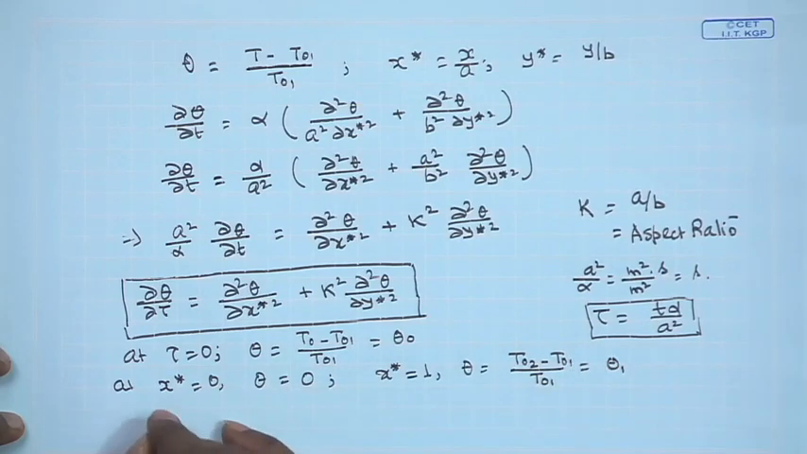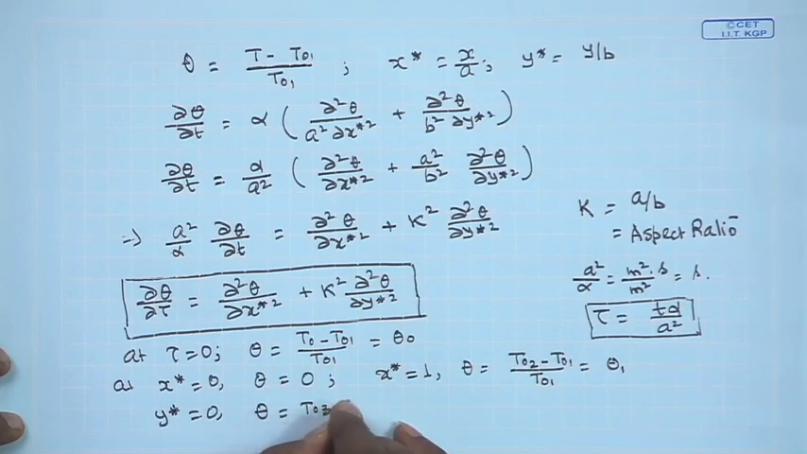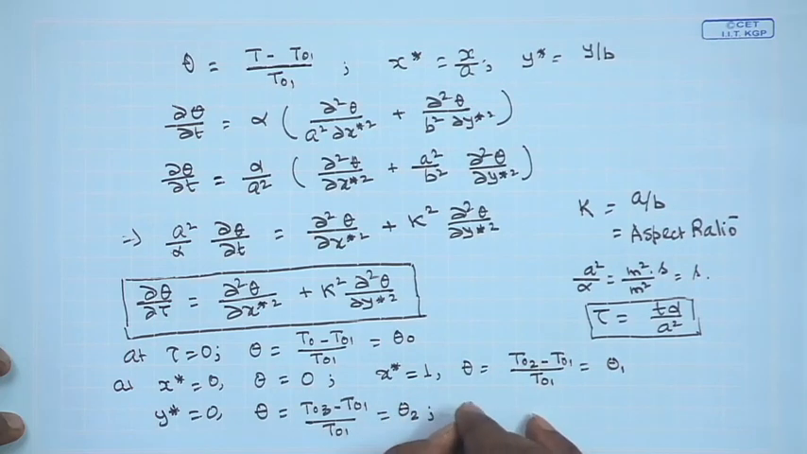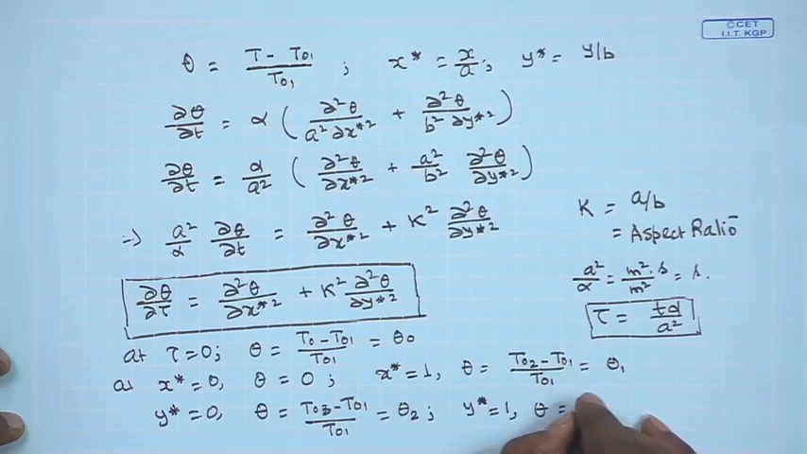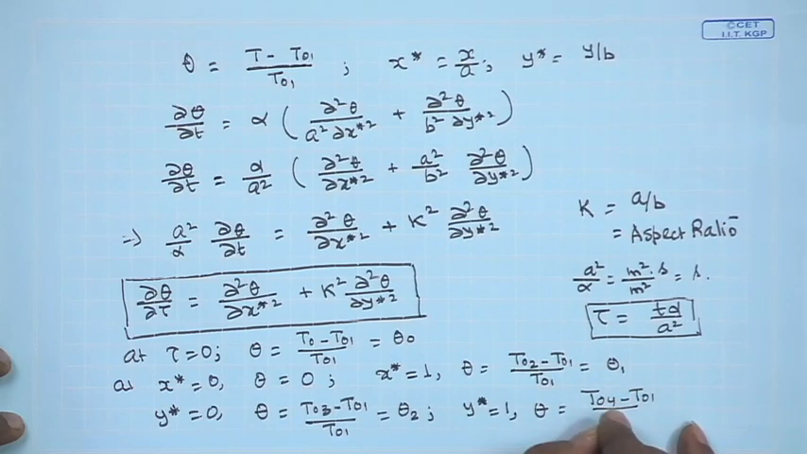At y star is equal to 0, theta is equal to t03, so t03 minus t01 divided by t01. I call this theta 2. At y is equal to b, that means y star is equal to 1, my theta is equal to t04, so t04 minus t01 divided by t01. This will be equal to theta 3.